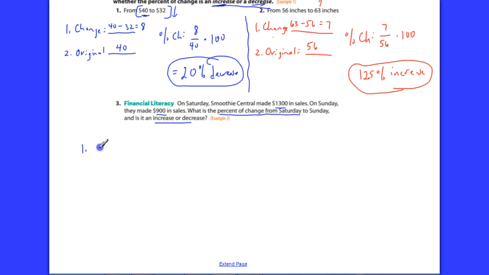Okay, let's start with this. To find the percent of change, you must find the change. How much did this change? Well, you have to subtract 1,300 minus 900. This changed 400. All right, that's easy enough. What was the original amount? The original amount before it changed was 1,300. Saturday comes before Sunday. In this case, it was Saturday, comparing Saturday to the next day.